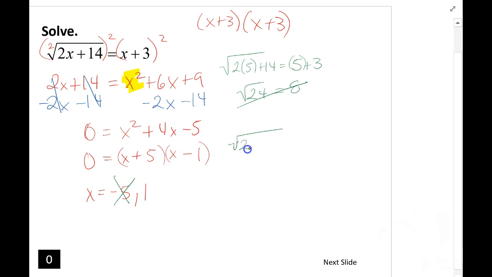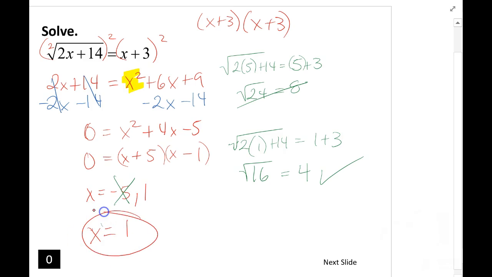So now 2 times 1 plus 14. And you want to check both, because you never know. It might be no solution at all. Okay, so now 2 times 1 plus 14, oops, sorry, that's 16. And then 1 plus 3 is 4. Well, I know the square root of 16 is 4, so that is good. So now our only solution is just x equals 1.